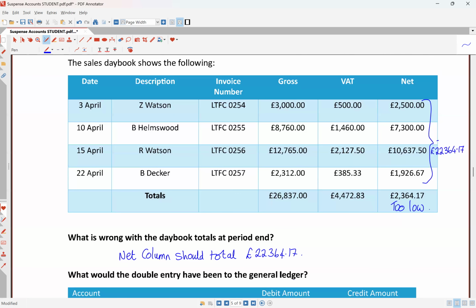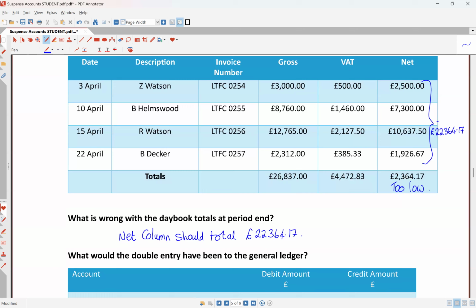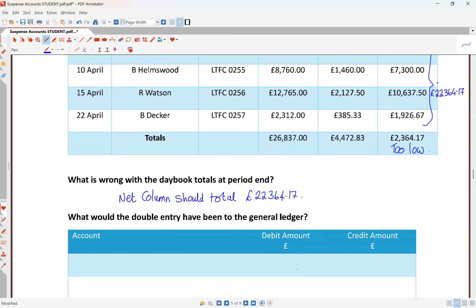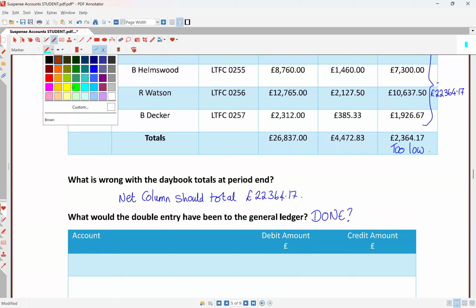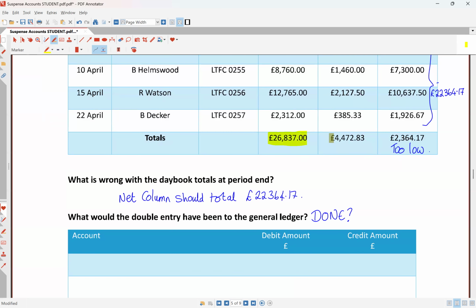So our job is to make sure, well, we know how to do that 3-step approach. What have they done? What should they do? And how do we correct it? So what would be the double entry to this general ledger? What have they done? Well, when you are posting from the day books, I mentioned before, we total the day books and it's always your total figures that will have been posted to that general ledger. So these figures are the ones that will end up in the general ledger.